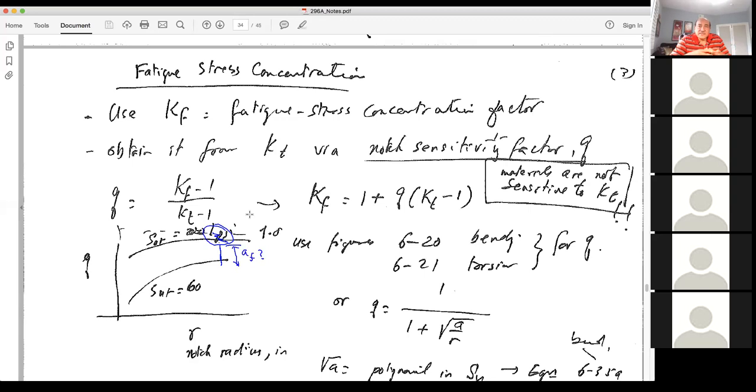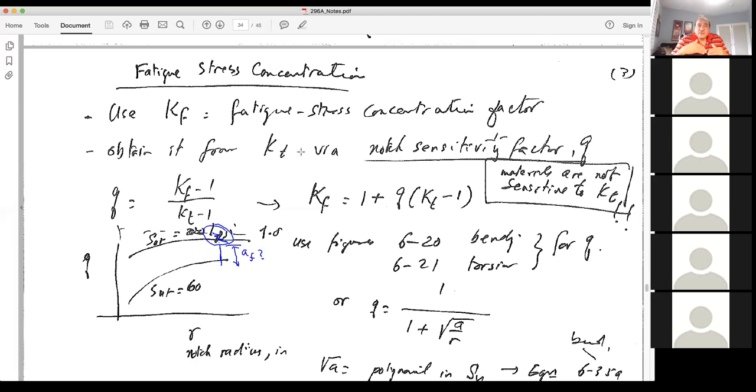So we study stress concentration factors if we have a static load. If we have a fatigue load, the situation is not so bad because the stress concentration factors become less severe. In other words, we have a stress concentration factor. We get it from the charts for the stress concentration factor, and we're going to call these KT. This is for static, theoretical static loading.